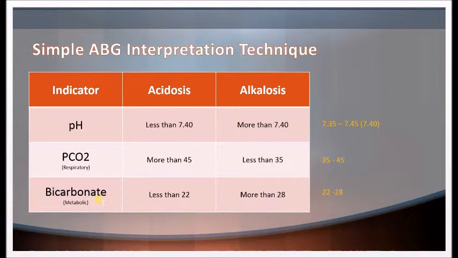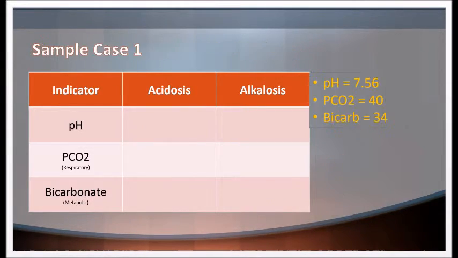Now bicarbonate, same idea, 22 to 28 is our value here. Anything less than 22, so if there's less bicarb, it will be acidosis, because remember bicarb is basic in nature. So if we have less bases, then we have more acid, right? And if it's more than 28, it will be alkalotic. So if we have more bases, then the solution will be more basic, right? Easy. Now we're just going to look at some samples here, okay?